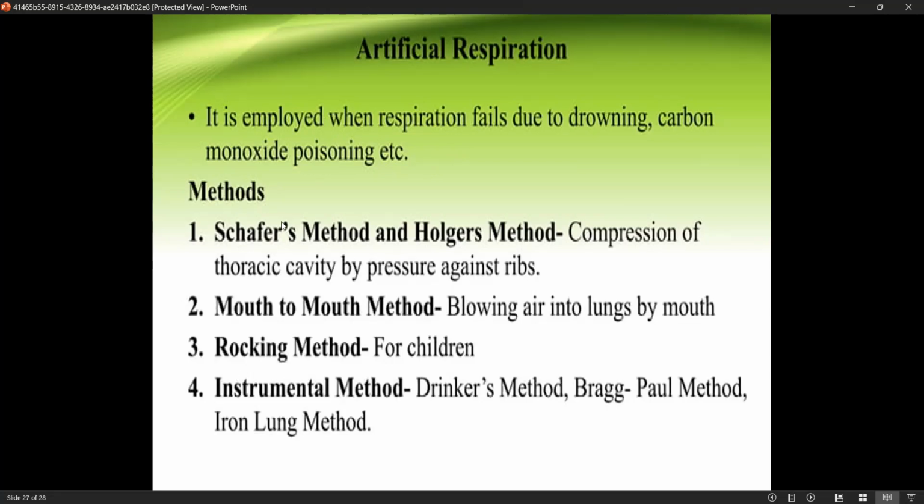Here you can see some of the methods of artificial respiration, that is Schafer's method and Holger's method. Compression of the thoracic cavity by pressure against the ribs, right? Also the mouth-to-mouth method, that is blowing air into the lungs by mouth. Also the rocking method for children, and instrumental methods, that is Drinker's method, Bragg-Paul method, and iron lung method. Those are used for artificial respiration to save the lives of people.